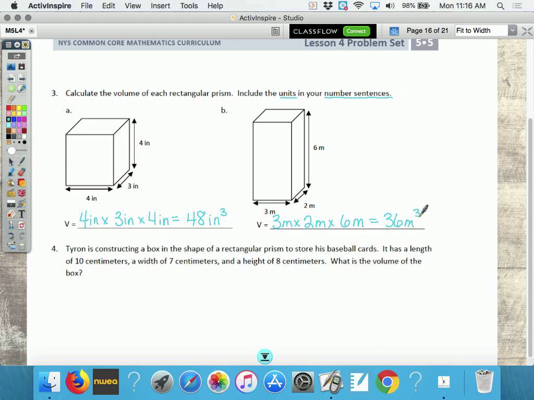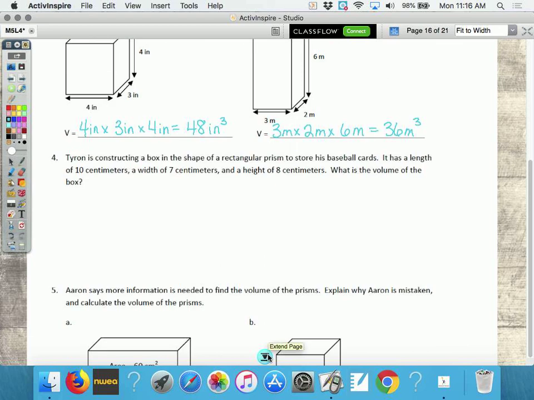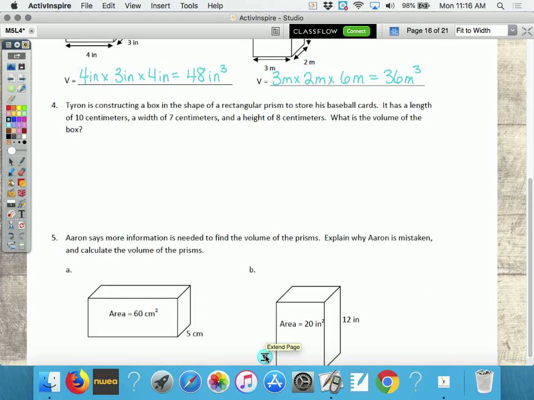All right, let's read the next problem. This seems pretty simple, doesn't it, boys and girls? Okay, Tyron is constructing a box in the shape of a rectangular prism to store his baseball cards. It has a length of 10 centimeters, a width of 7 centimeters, and a height of 8 centimeters. What is the volume of the box? Beverly, give me a multiplication sentence for this.